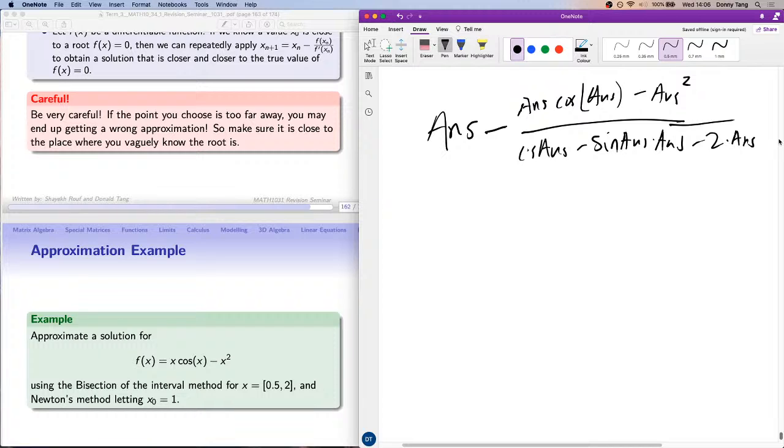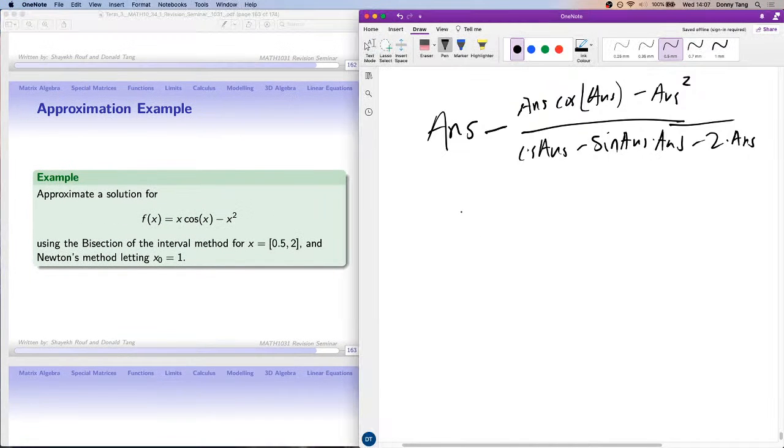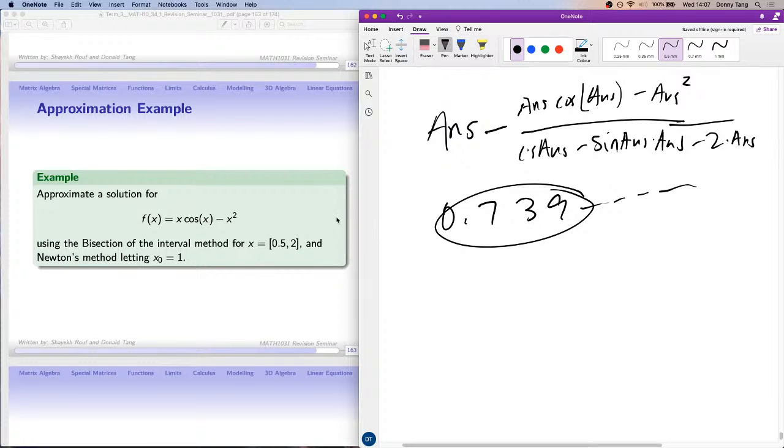Then you plug in your answer as 1 and press equals about 100 times. That's going to do about 50 iterations of Newton's method, and it's going to give you a really accurate result. The actual root is 0.79 and so on, and that's what my calculator gives. It should be accurate to about 10 decimal places.